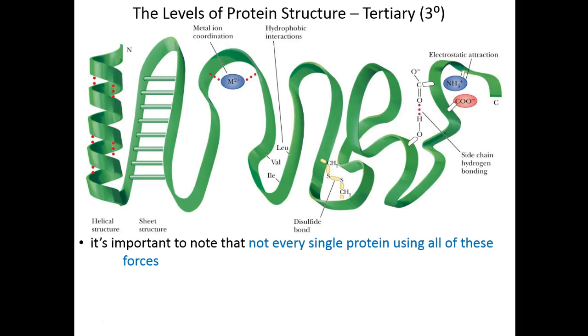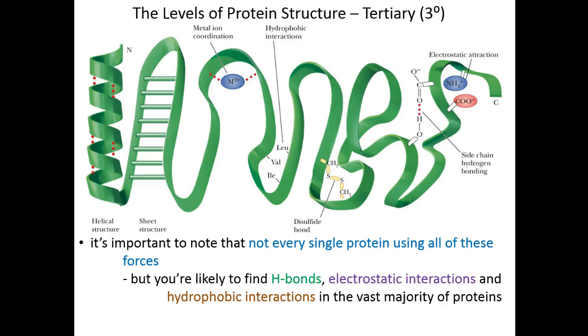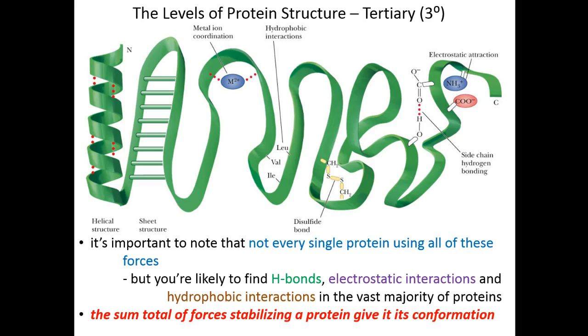Just as we said that not all proteins contain alpha helices or beta sheets, it's important to note that not every single protein uses all of the forces we're talking about here. You can have proteins that just use hydrophobic and H-bond interactions. You can have proteins that rely heavily on disulfide bridges and electrostatic interactions. But all of these forces can contribute to a stable tertiary shape. You're very likely to find hydrogen bonds, electrostatic interactions, and hydrophobic interactions in the vast majority of proteins. Those 3 are the most common.